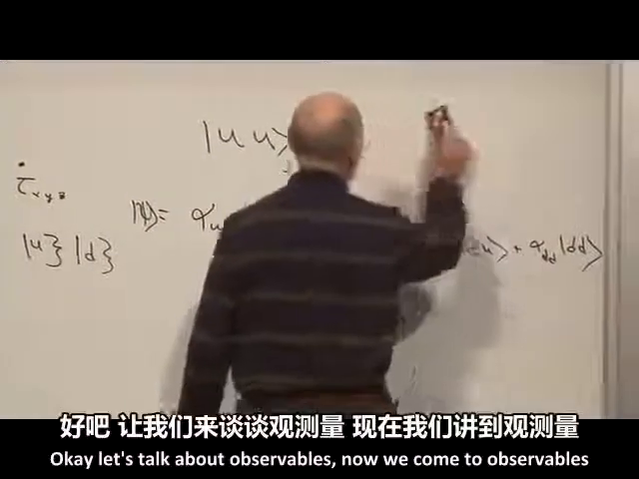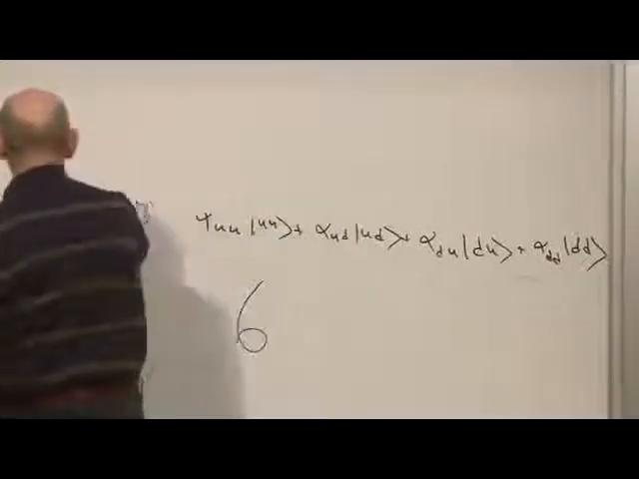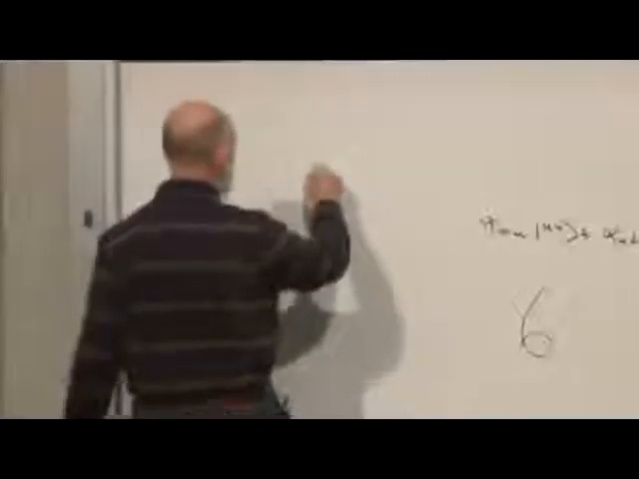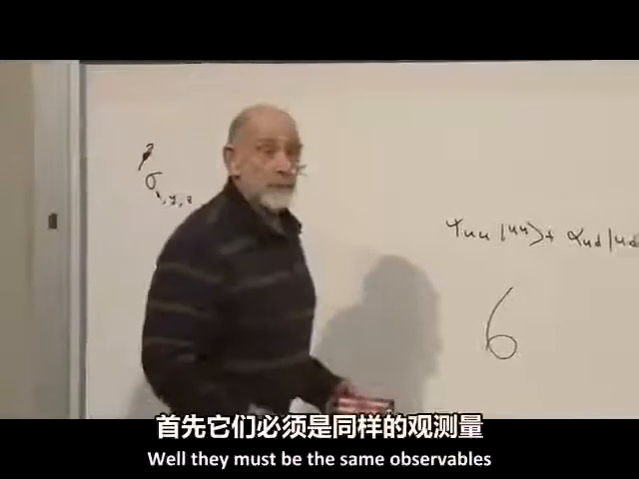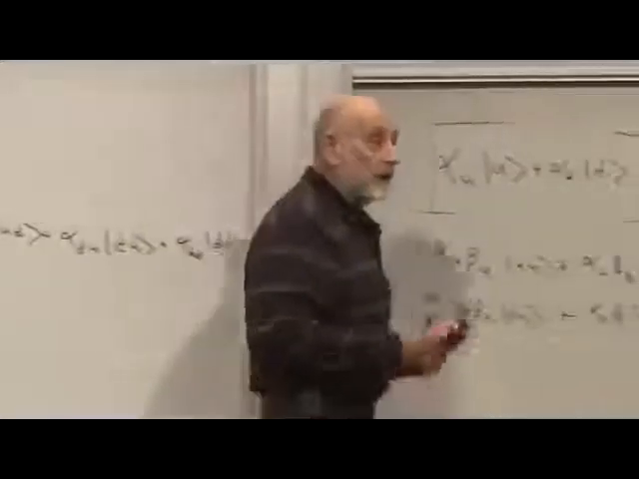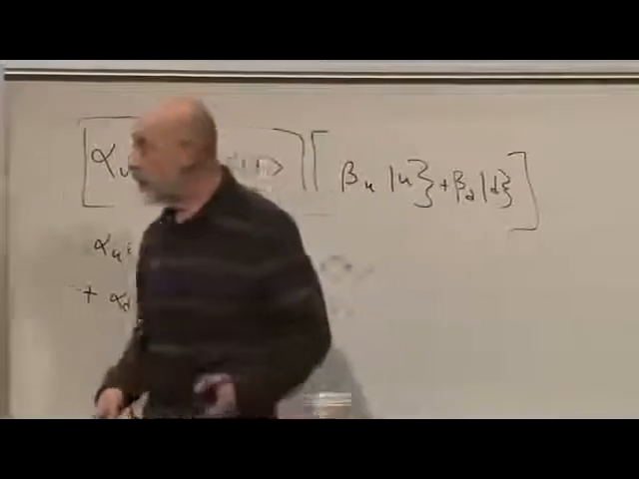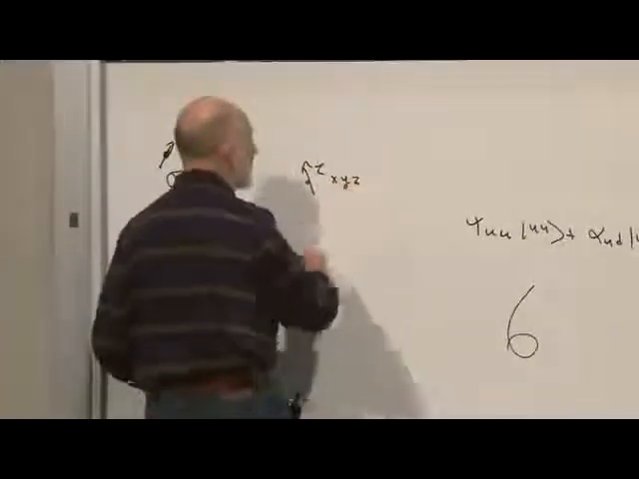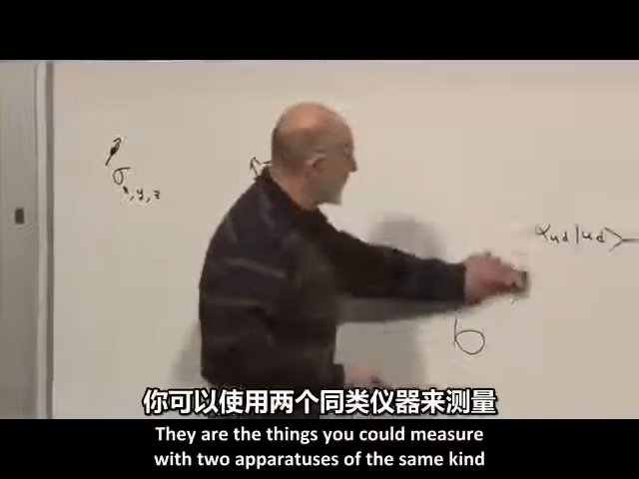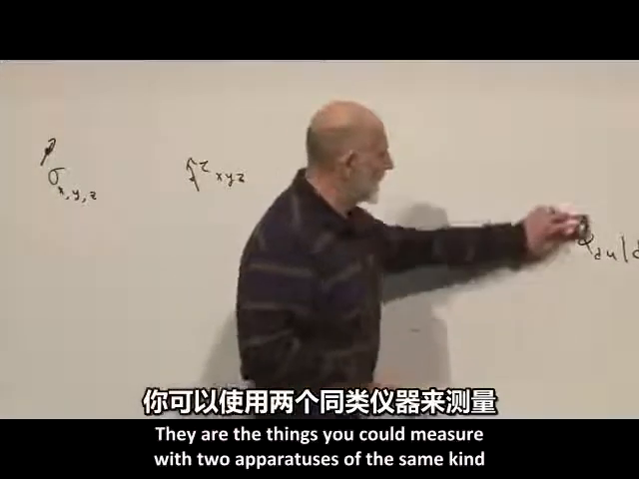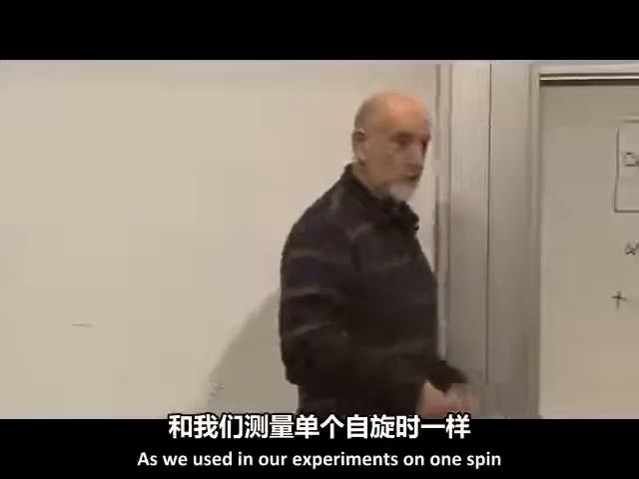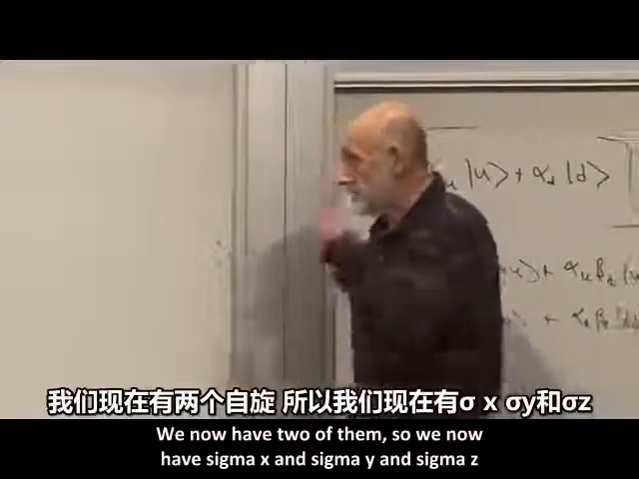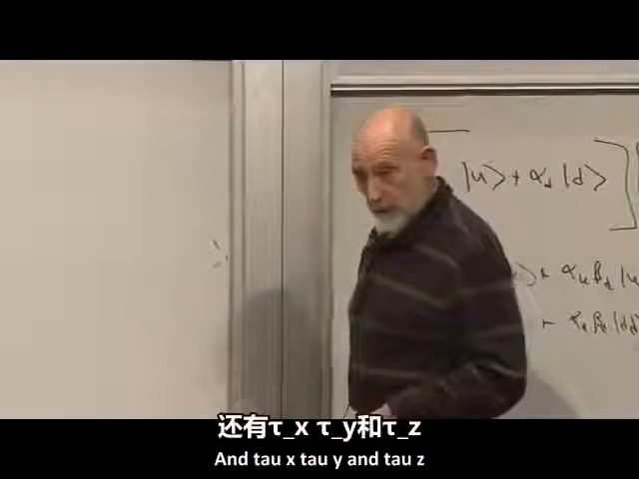Okay, now let's talk about observables. Now we come to observables. What are the observables for this composite system? Well, they must be the same observables as for the separate systems by themselves. In other words, sigma x, y, and z, and tau x, y, and z. They are the things you could measure with 2 apparatuses of the same kind as we used in our experiments on 1 spin. We now have 2 of them, and so we have sigma x, sigma y, and sigma z, and tau x, tau y, and tau z.